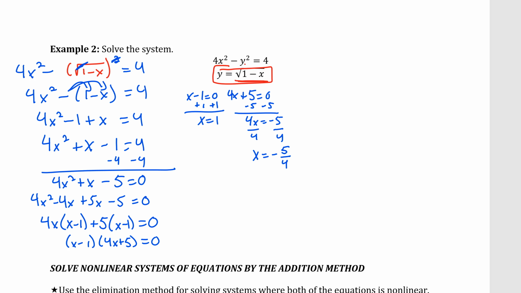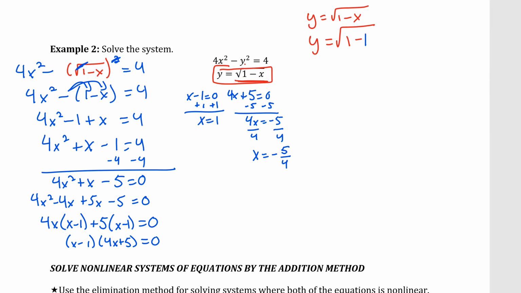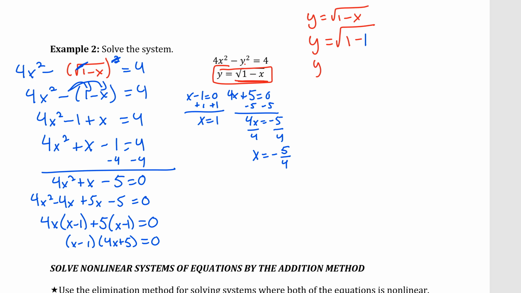I have to plug that back in to my y equals square root of 1 minus x. So let's start with the x equaling 1. y is equal to the square root of 1 minus 1. Well, 1 minus 1 is 0. Square root of 0 is 0. So I have an ordered pair at x being 1, y being 0.